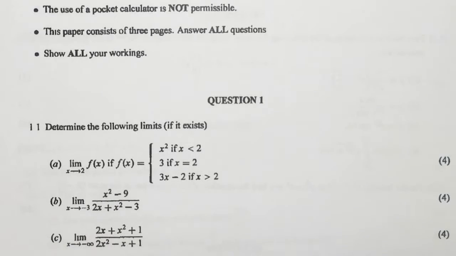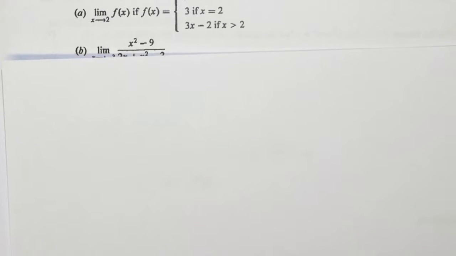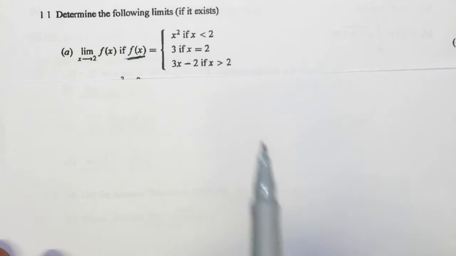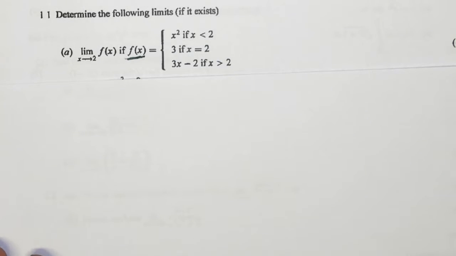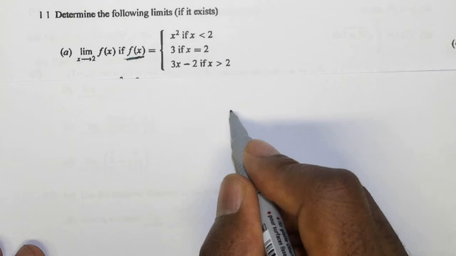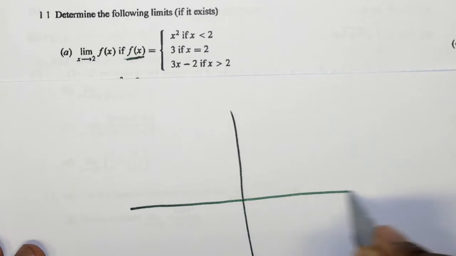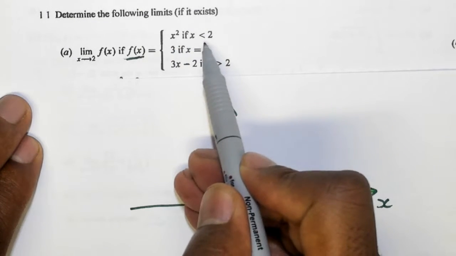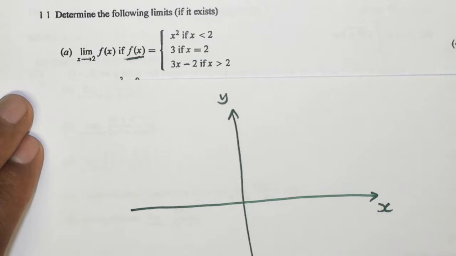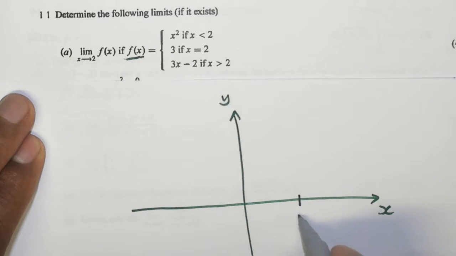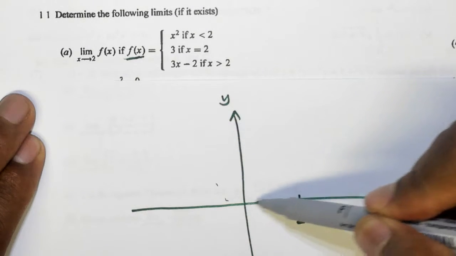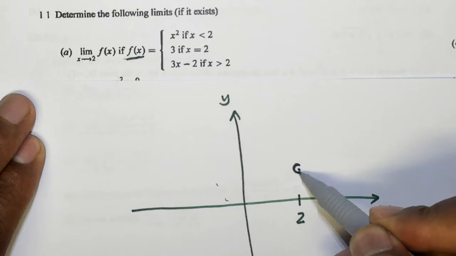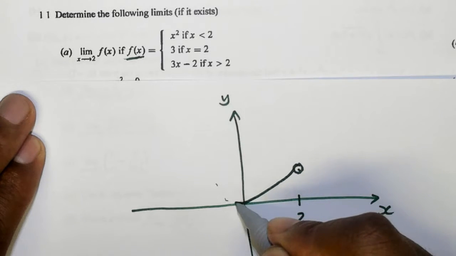Okay, so we have to draw this function. We have f(x) equals x squared if x is smaller than 2. So let's go ahead and draw the function. My y there, my x. So x squared is a parabola, but this parabola is defined when x is smaller than 2. We know the parabola goes this way, and it is defined all the way up to 2.